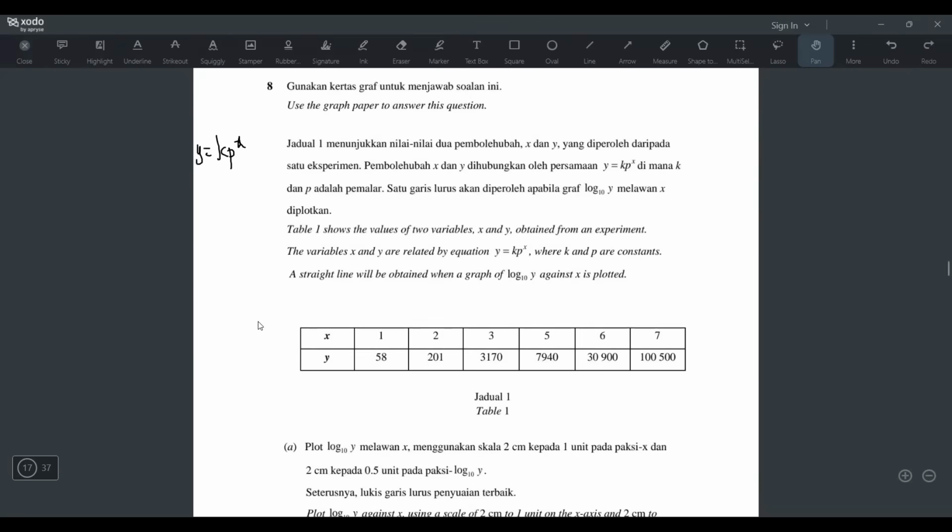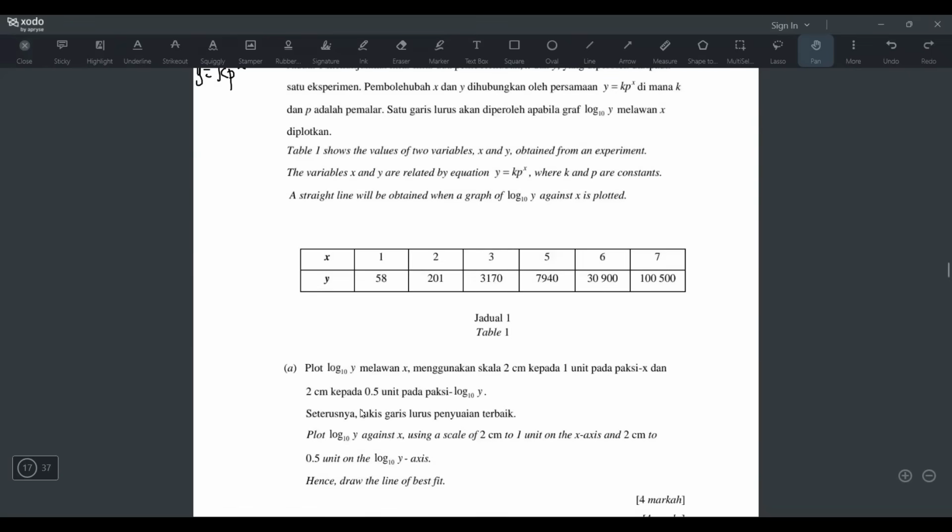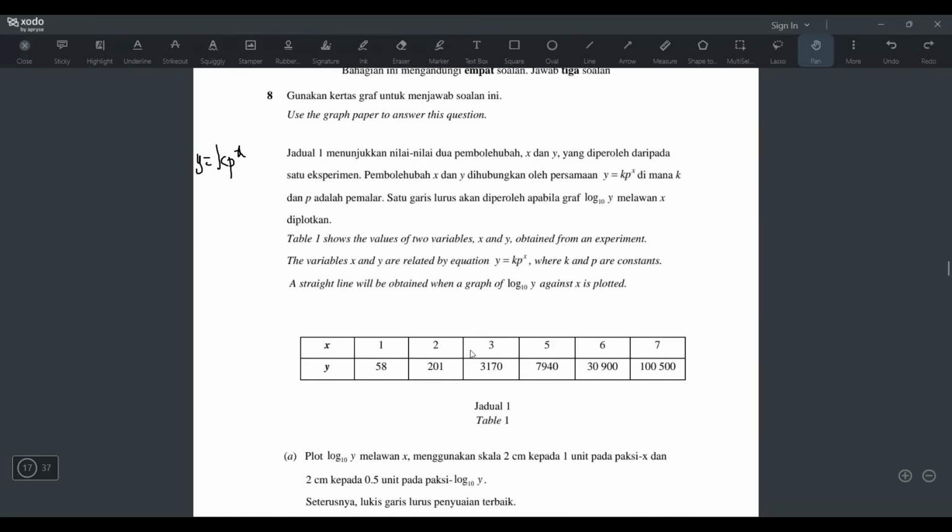And then the next step is to draw a new table, right? And then only I can do my part A. I know the question never asks you to draw a new table, but you need to do it. Because how are you supposed to draw the graph if you don't have the new table? You cannot use this table, right? This table is x and y. They want log y against x later, right?